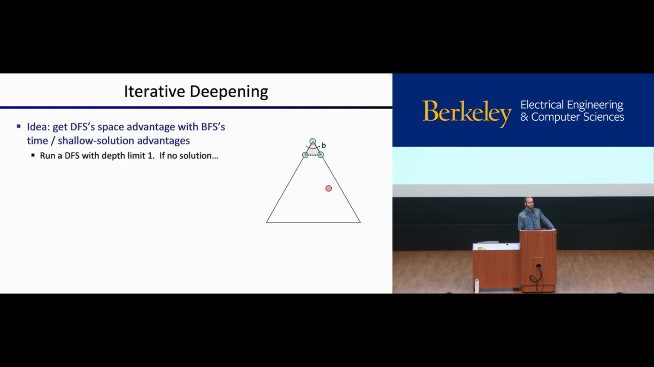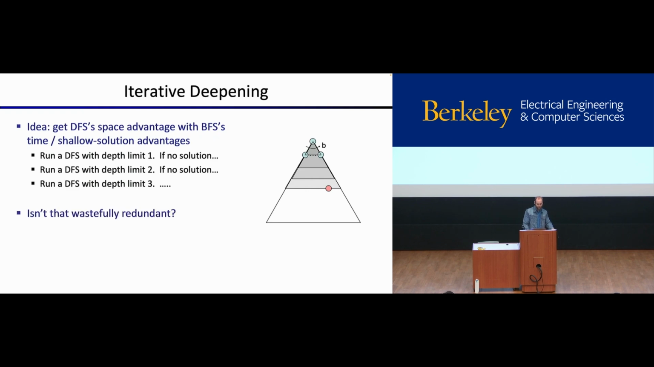So the idea is you run depth first search with a limit. First you run it with a limit of depth 1. Then if you haven't found a solution, then you run it with a limit of depth 2, then depth 3, and so on until you find a solution. Now this seems like you're duplicating loads of work. Isn't that wastefully redundant? But if you do the math, most of the work happens at the lowest level search, so it's actually not that bad.